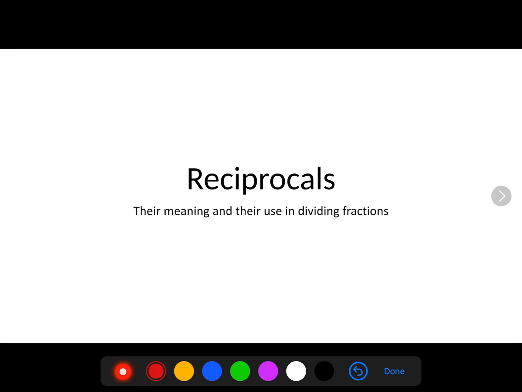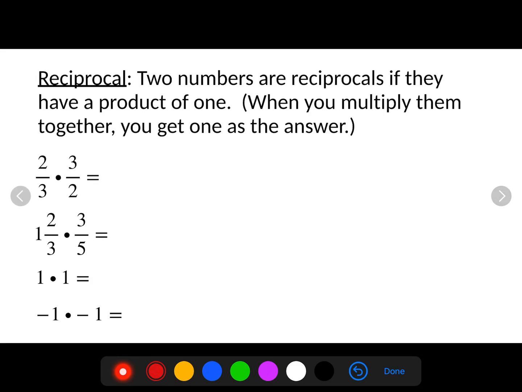Today's lesson is about reciprocals and what they mean and how to use them to divide fractions. This is a make-up lesson for helping you understand the lesson from yesterday that was just about dividing fractions. So I'm hoping that this will help you. Okay, let's see. Okay, definition.